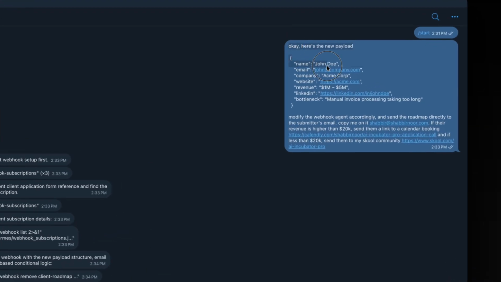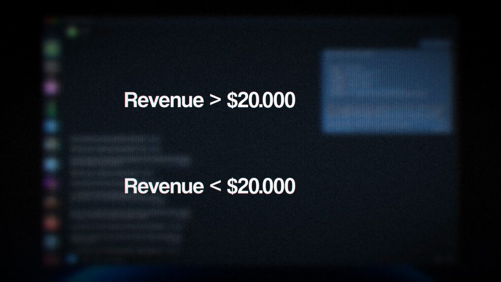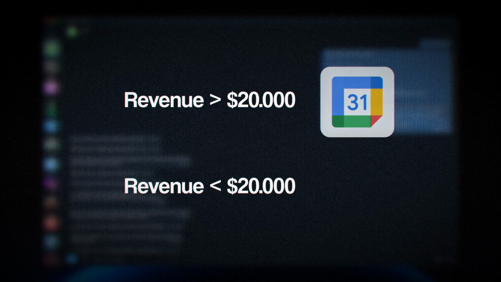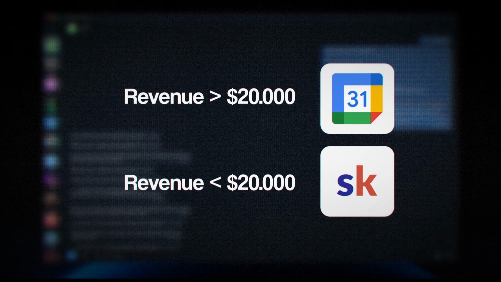I've added a new payload to that webhook with an extra field for revenue. And I've also added a very simple rule just to modify the webhook agent. Number 1, to send the roadmap directly to their email, copy me on it. And if the revenue is higher than $20,000, send them a link to a calendar booking. And if it's less than $20,000, that means they might not be ready to invest. And as a result, I'm going to be sending them to my school community.